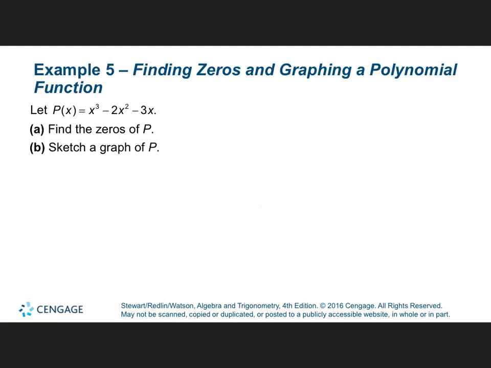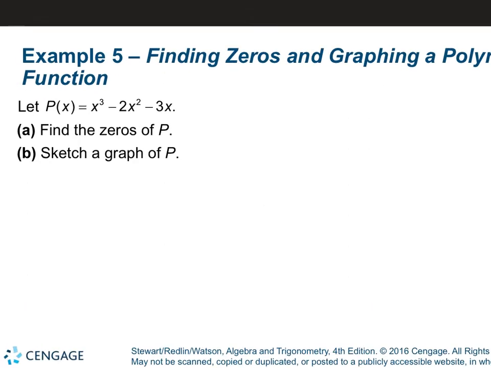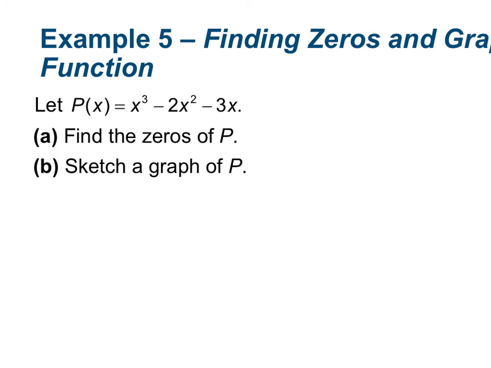If we look at our next example, it tells us to find the zeros of P and sketch a graph. We're not sketching the graph, we're just going to find the zeros and tell the end behavior notation. So we have P of x is equal to x cubed minus 2x squared minus 3x. First thing we do, turn that P of x to be 0. So 0 is equal to x cubed minus 2x squared minus 3x.